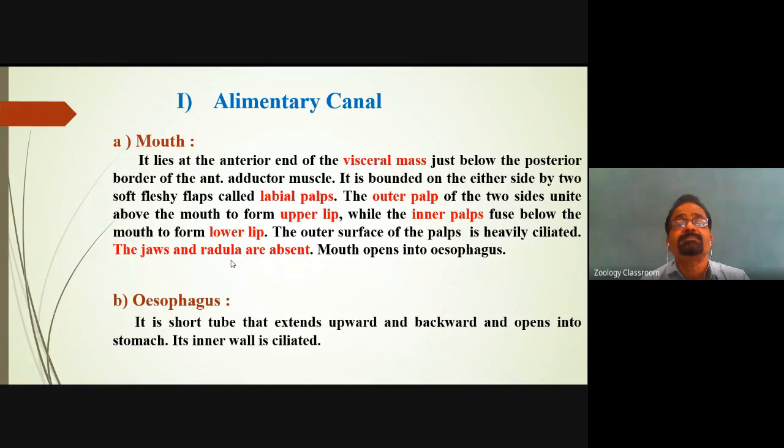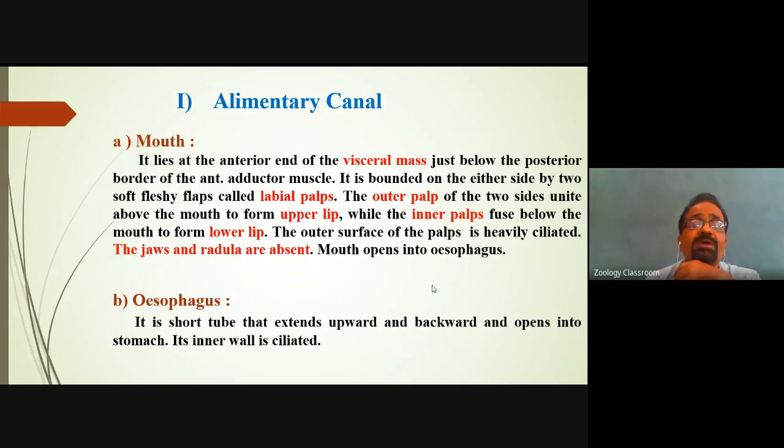Have you studied Pila? In Pila, jaws and radula are absent. Sorry, they are present in Pila, but they are absent in bivalve. So the mouth opens into a short tube called the oesophagus. It is very short, extends upward and backward, and opens into the stomach.